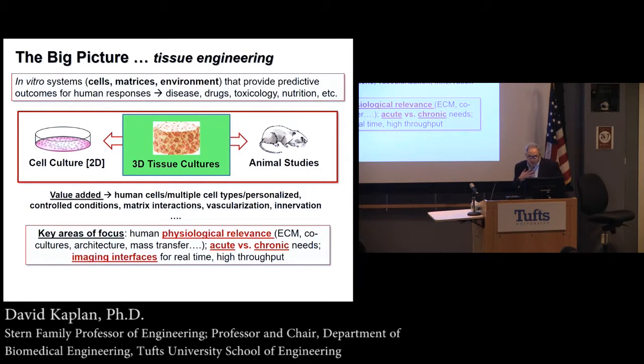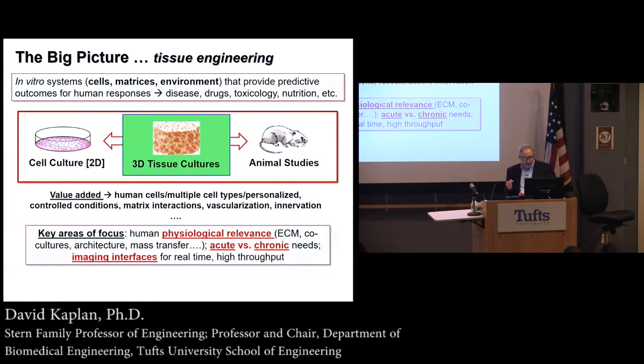So for our lab, all I care about are these red highlights at the bottom. If it's not human physiological relevant, I don't want to deal with it, right? Number two, I care a lot about not just acute, but also chronic effects in our tissues, and that's really important to me and something that's appreciated, I think, in the field, so I'll harp on that too many times.